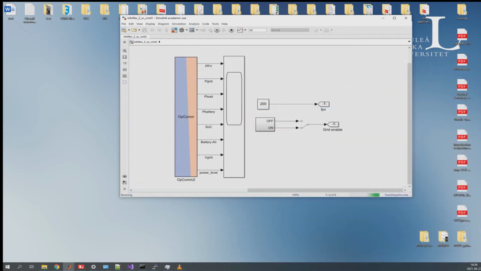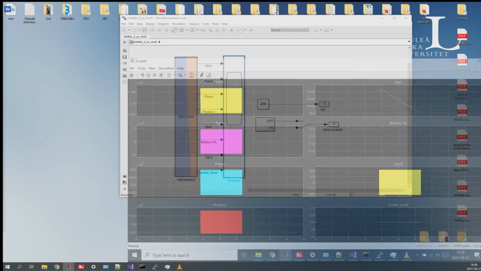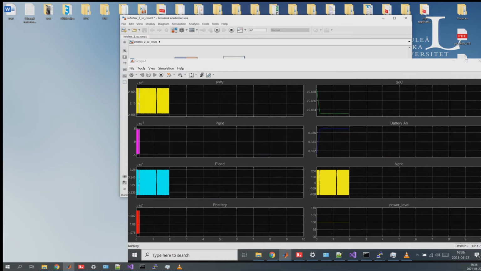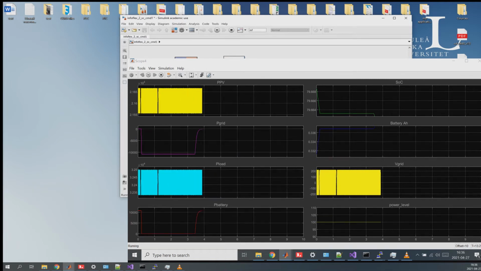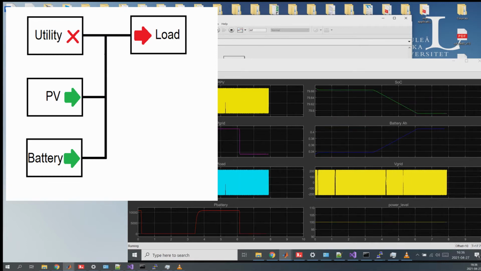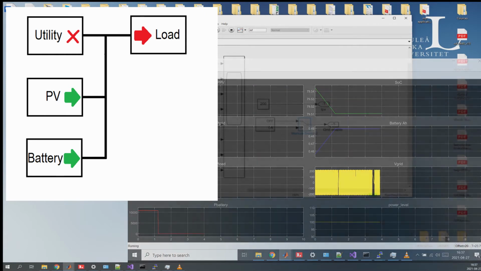The model can be run in two scenarios. In the first one, the load consumes energy produced by the utility and PV. The battery does nothing in that case. Another scenario is when the utility source is disconnected. The battery should compensate the difference between consumption and production levels in that case.